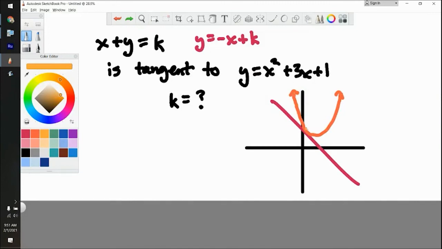Okay. So we're looking for something like this. We're looking for what is K. K is going to be some y-intercept of that line. All right, well, what is the slope at this point that it's grazing right here? What is the slope of that?